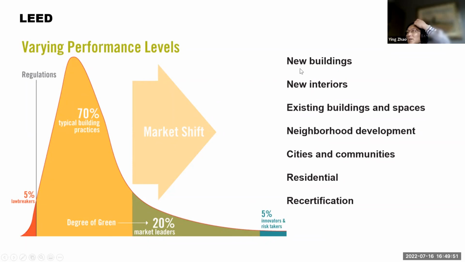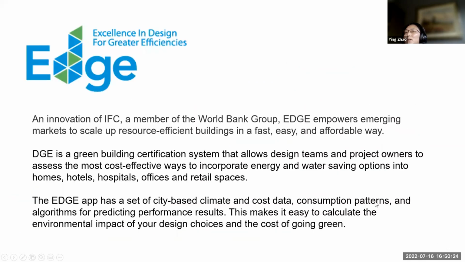The rating system includes several categories: new building, new interior, existing building and space, neighborhood development, cities, communities, residential, and their recertification. For your project, you can go inside to see if there is anything you can borrow for your design. That's definitely a good resource, even if you don't want to certify your building.